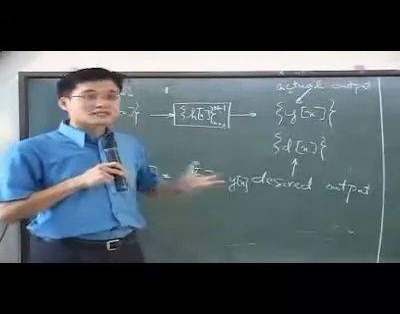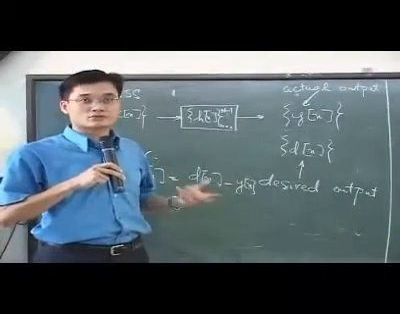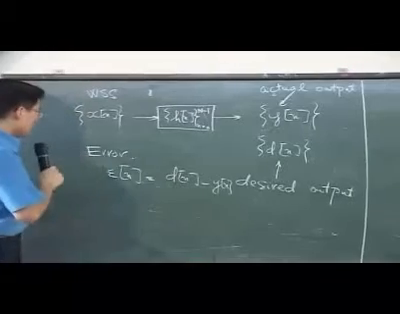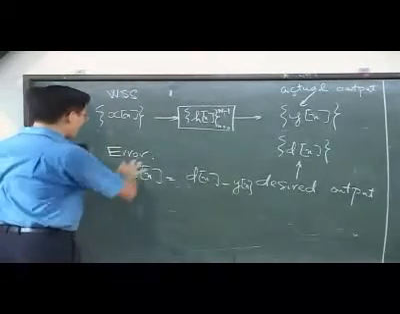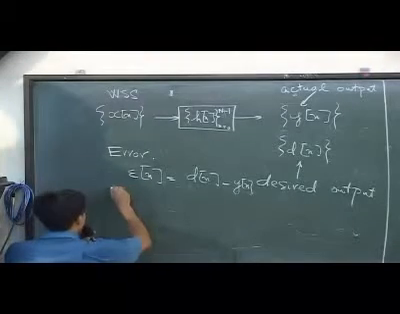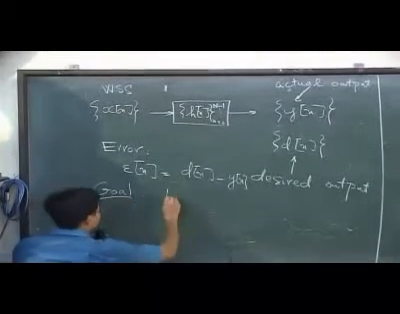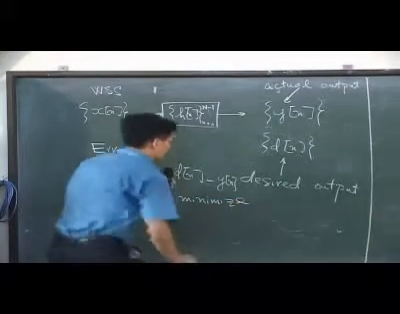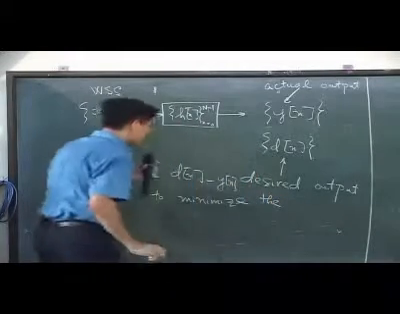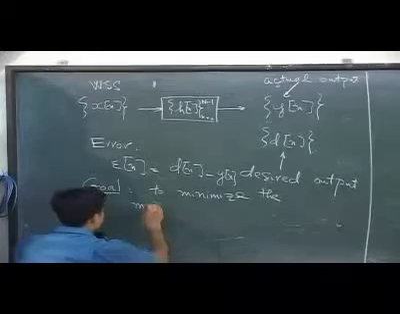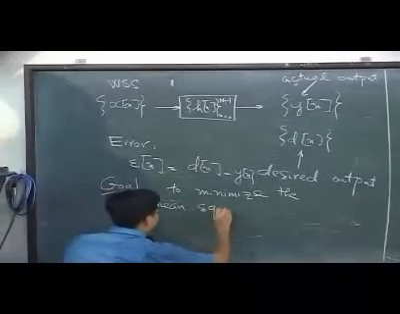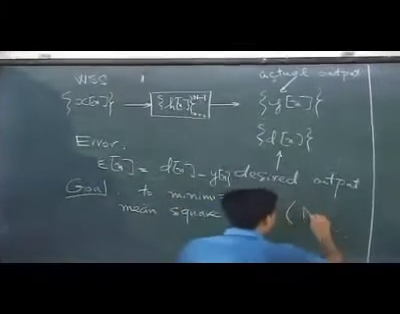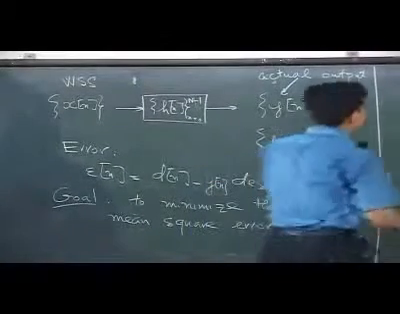But now, because everything is random, and I can only characterize them through some probability density function or autocorrelation function, we wish now to minimize the error. So the objective now, the goal, is to minimize the mean square error, and we define that.